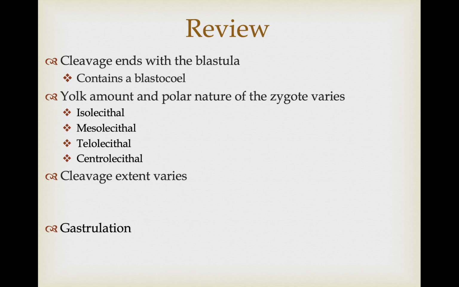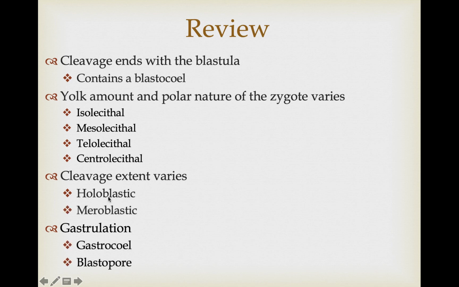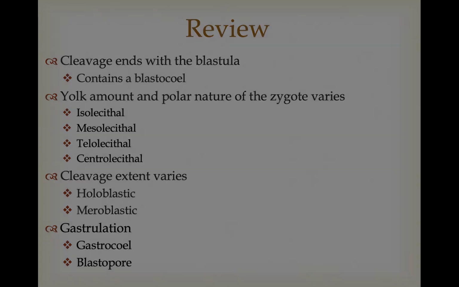But again, there's cleavage. The pattern of cleavage varies depending on the amount of yolk and the concentration of yolk in different parts of the body, such that holoblastic cleavage is more likely associated with isolecithal, and meroblastic cleavage is more typically associated with telolecithal. After cleavage, when we form the blastula with the blastocoel, then we have gastrulation. So that invagination of one end of the blastula produces the gastrocoel, which is the primitive gut, and the opening into that is the blastopore.